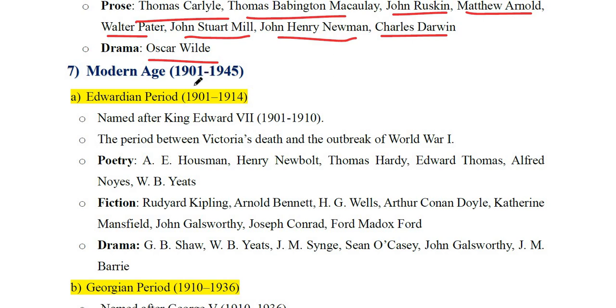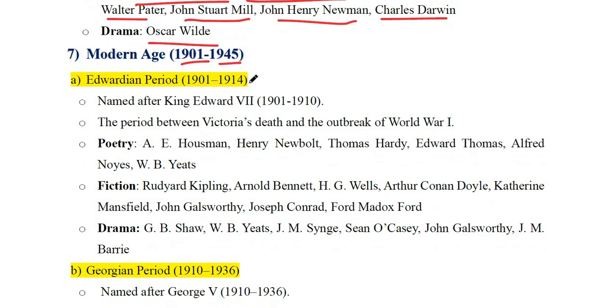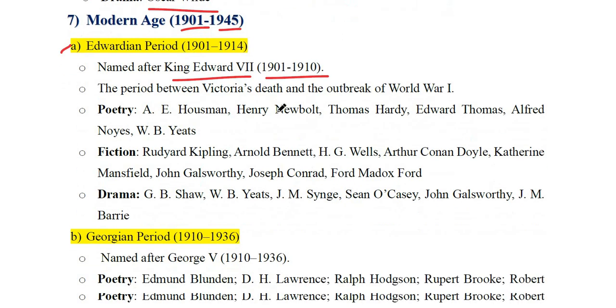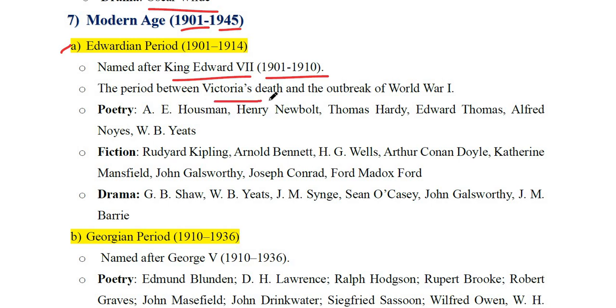Then we come to the most important period, the modern age, which spans from 1900 to 1945. Then we also categorize this modern age into two periods. First, we have the Edwardian period, 1900 to 1914, and this name comes after King Edward the Seventh, who reigned during this time period, 1900 to 1910. It was the period between Victoria's death and the outbreak of World War One. So in 1914, there was the beginning of the World War.